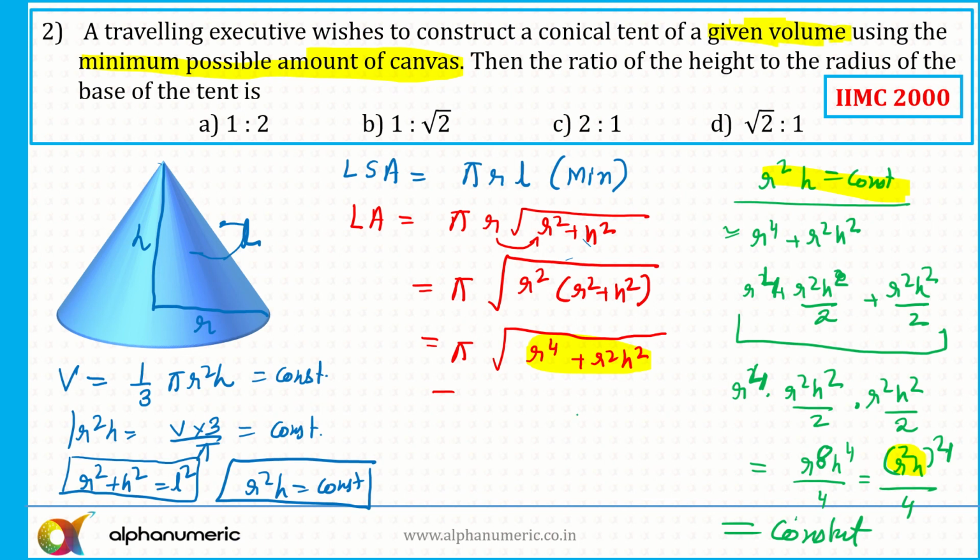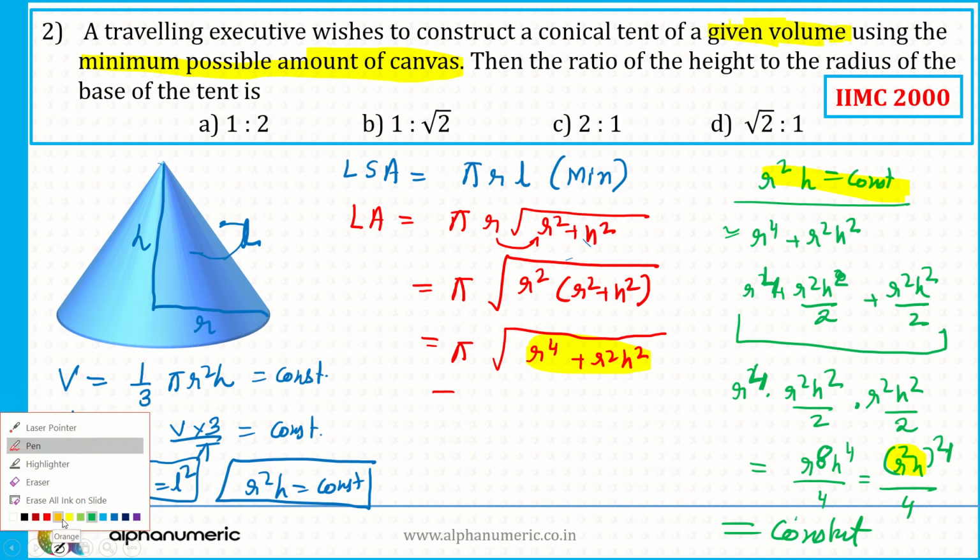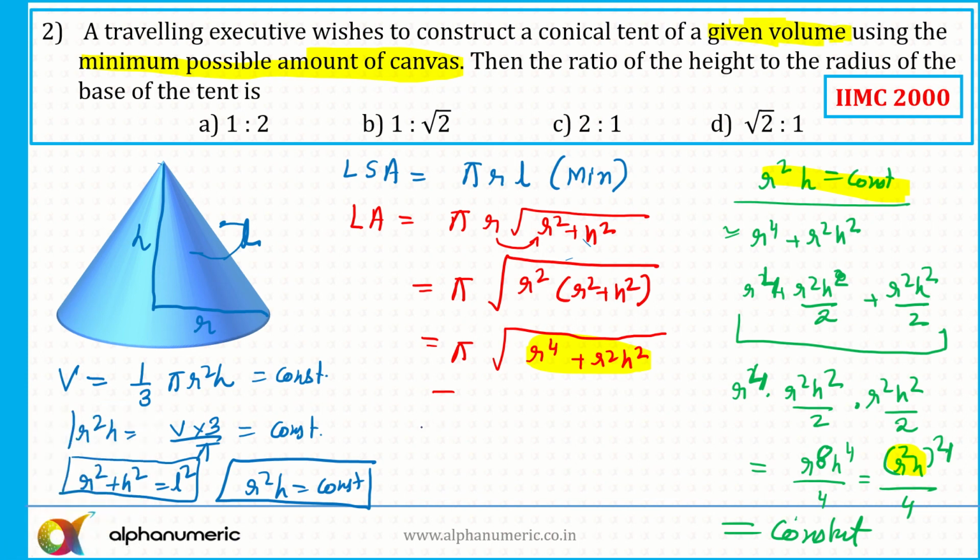And if the product of three numbers is constant, then the sum is minimum when all three numbers are equal. Let me highlight which three numbers I am talking about. The three terms, r to power 4, which is equal to r square h square by 2, which is equal to r square h square by 2. So equate these two. If I equate these two, what will I get? That will be h square by r square, and that comes out to be equal to 2.